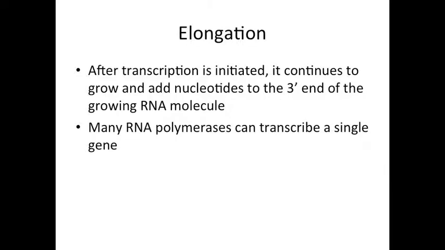Once the initiation stage is over, the elongation stage begins during transcription. In this stage, nucleotides are added to the 3' end of the growing RNA molecule. What initiates this stage are RNA polymerases, and on one single gene, many RNA polymerases may bind and begin to add nucleotides to the 3' end.